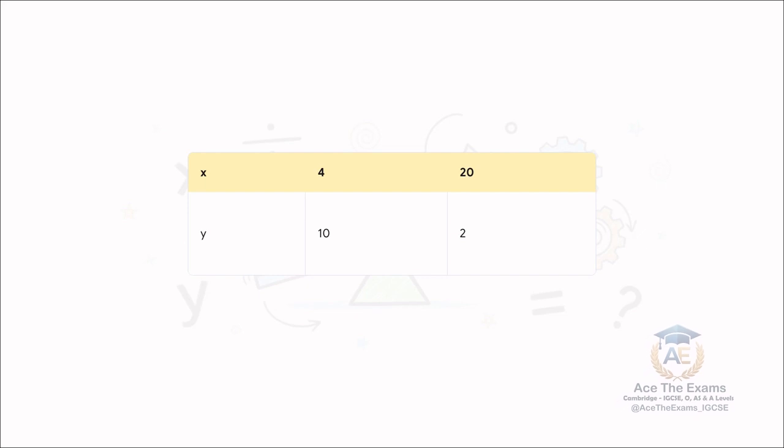Let's substitute that first pair. 10 equals k over 4. To solve for k, we just multiply both sides by 4, giving us a magic constant of 40. So our final formula is y equals 40 over x. And we can even double check it. 40 divided by 20 definitely equals 2. I'm telling you, this method is bulletproof.